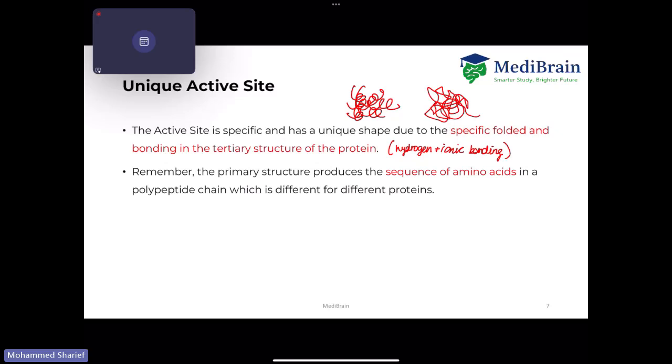Okay, the primary structure produces the sequence of amino acids in a polypeptide chain, which is different for different proteins. Again, amino acids, when they come together to form the primary structure with peptide bonds, you don't know which amino acids are there. It could be a completely different sequence of amino acids. It could be similar sequences of amino acids, but you're going to have different structures of amino acids. There are a total of 20 possible amino acids that you could have, and you can't determine the order of all of them. So each enzyme will have its own specific unique active site.